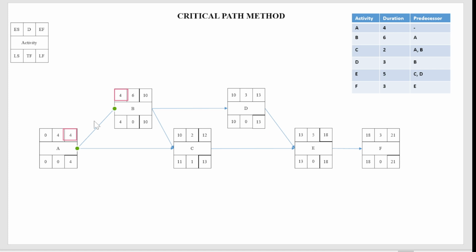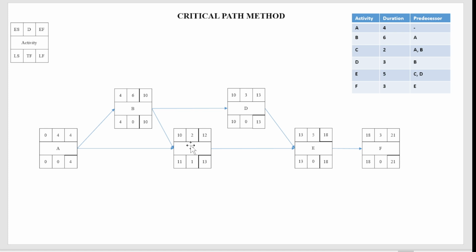If the relation is finish to start, you just move the same value from here to here. In the next question it is going to be complicated, but this one is really simple. The duration of activity B is 6, so 4 plus 6 will be 10. This must be very clear to you. Activity B will be completed on the 10th day.